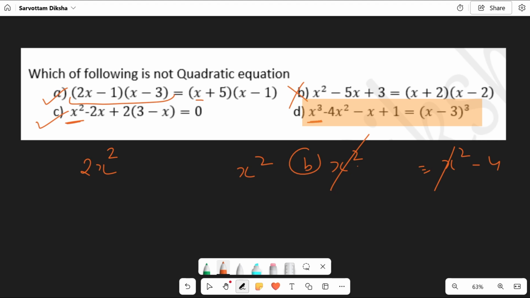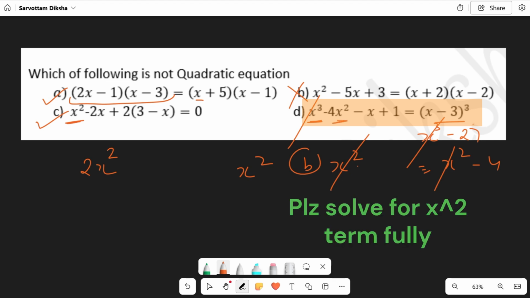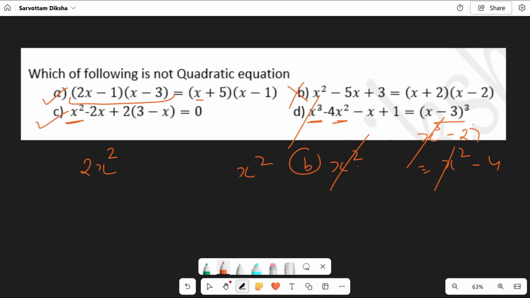It looks cubic because I have x cube, but when I open it, no need to open it fully. I know it will be x cube minus 27. We know the a minus b whole cube formula. And this x cube will get cut. And this 4x square, when I simplify, the x square term will still be present in the equation. So it will be quadratic. So only B is not a quadratic equation here.